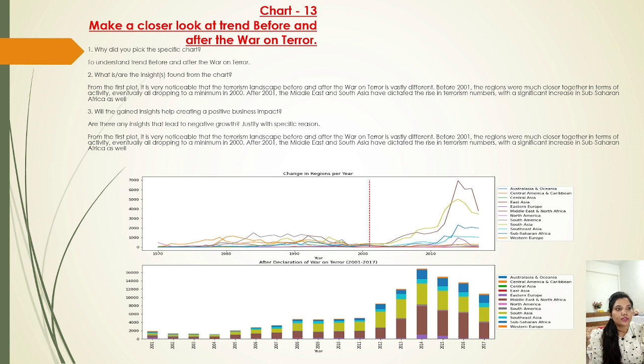After 2001, the Middle East and South Asia have detected a rise in the terrorism number, with a significant increase in sub-Saharan Africa as well. So we can suggest that the Australia and Oceania areas are different. We can see the difference here.